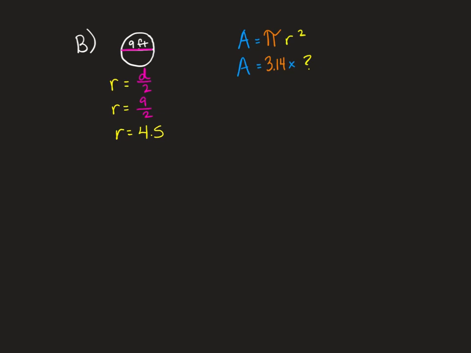So over here, I'm going to replace this question mark with the value for the radius, 4.5, and I want to square that. So I'll just go back through here, and we know that we're just going to multiply 3.14 times 4.5 squared, and 4.5 squared is 20.25. So when we multiply those two values, we get 63.585.